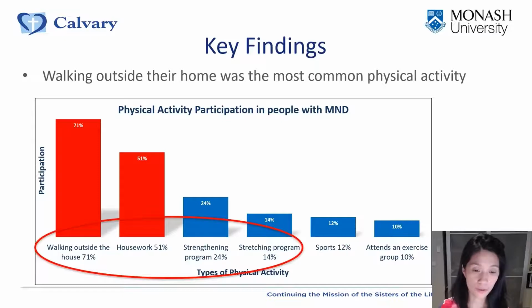The top 4 responses you can see here are all activities done around the home, with only 12% reporting that they've done some kind of sports in the last 7 days, and even less than that, only 10% did an exercise group in the last 7 days.